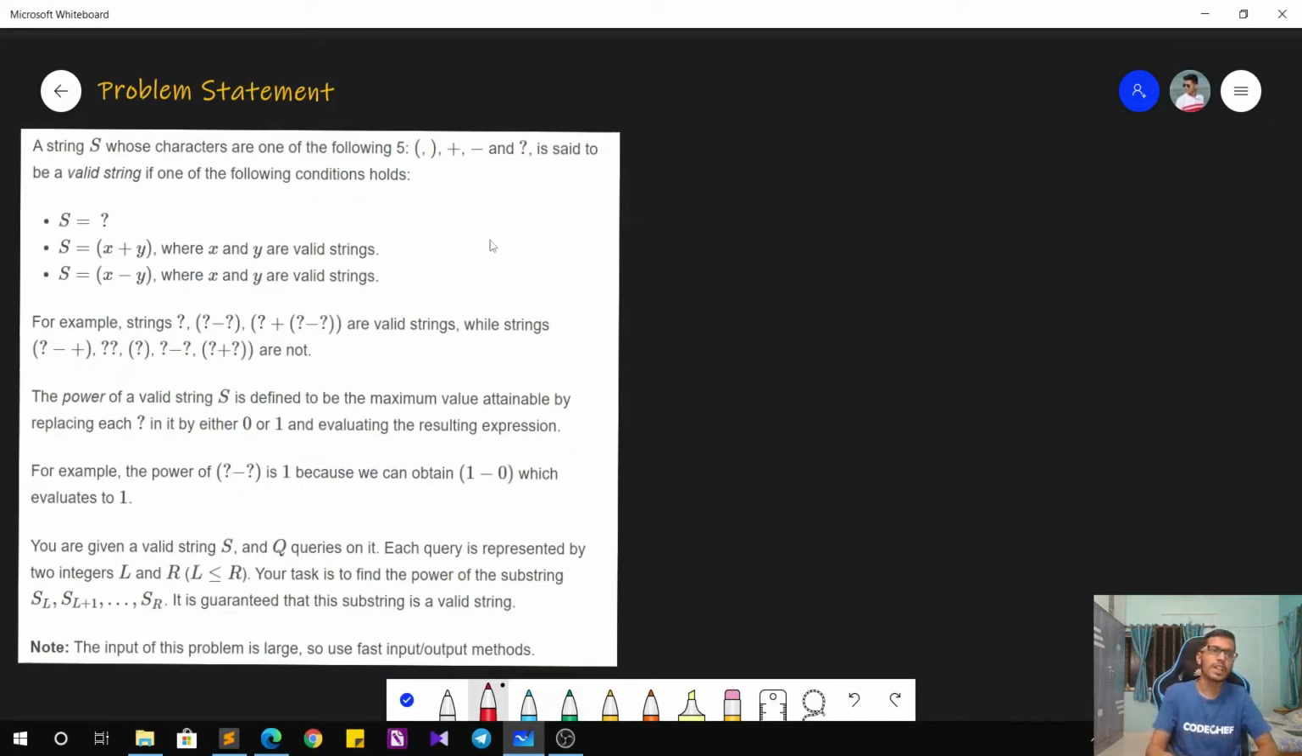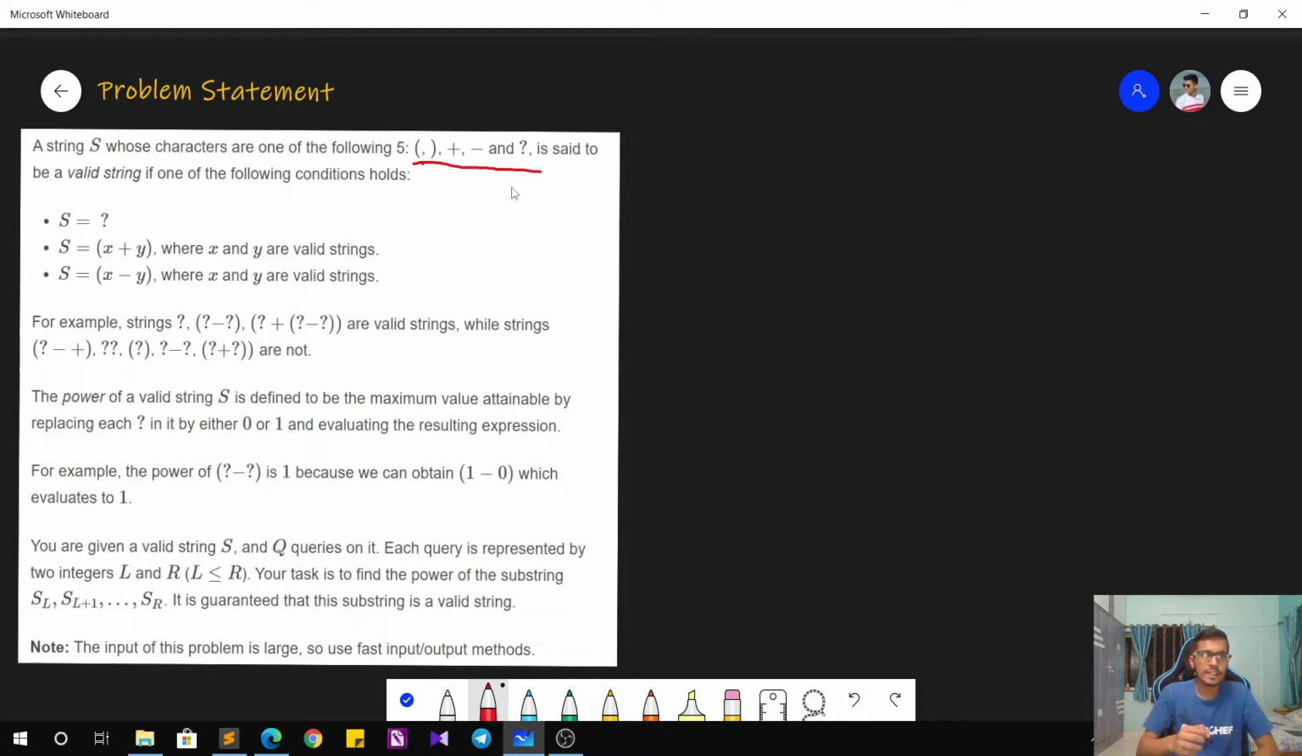We are given a string S whose characters are one of these 5 characters, that is opening and closing bracket, plus, subtraction and question mark. Okay, so our string is given as follows. It means that only these characters will be present in our string.